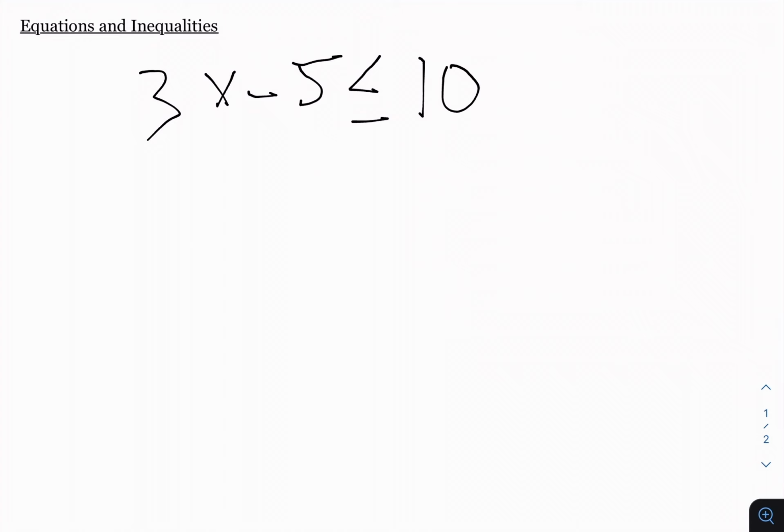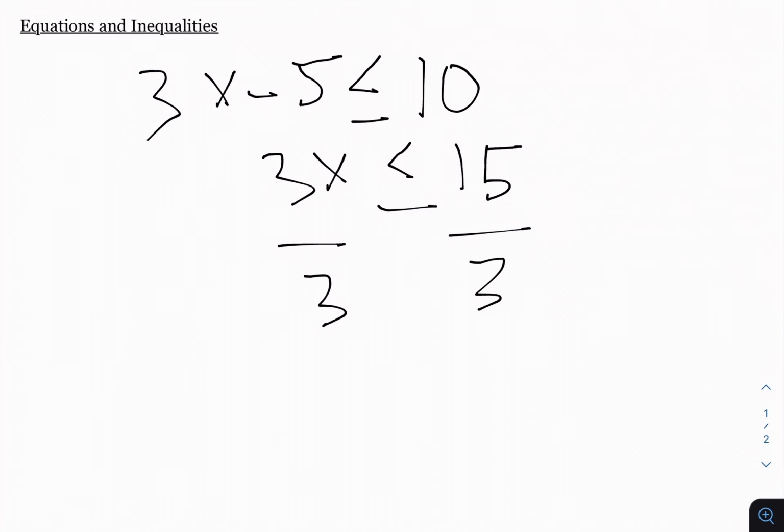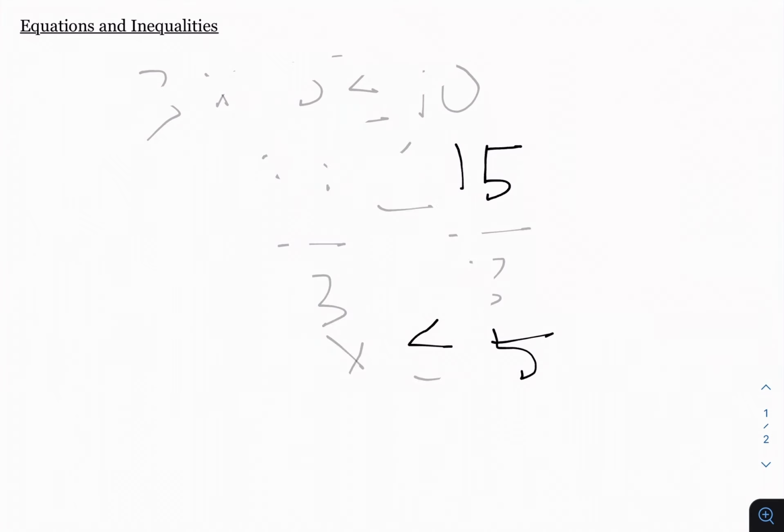Since 5 and 10 are like terms, you want to essentially cancel out 5 on the left side, so x is by itself. So 3x is less than or equal to 15, divided by 3, x is less than or equal to 5. And to check this, we should plug it back into the inequality to make sure it is correct. So we established that x is less than or equal to 5.